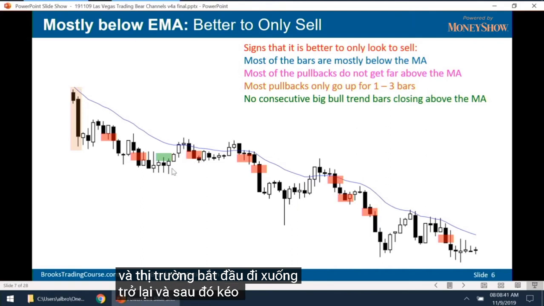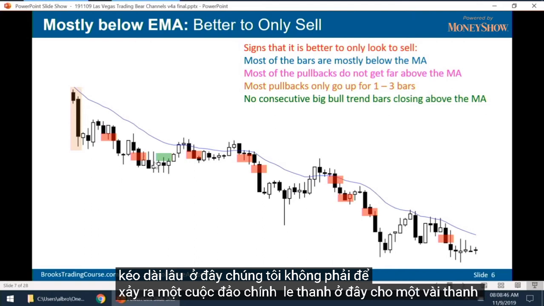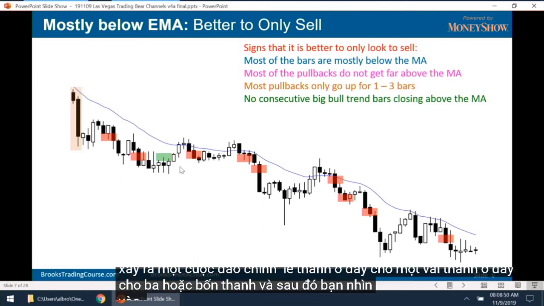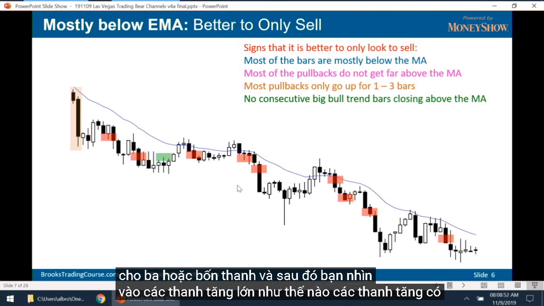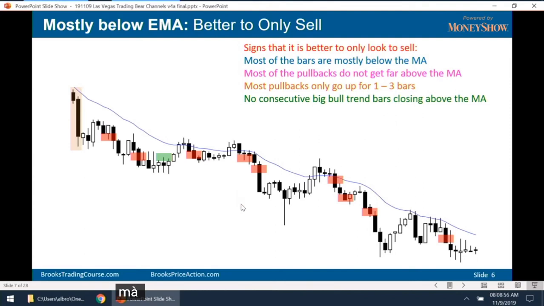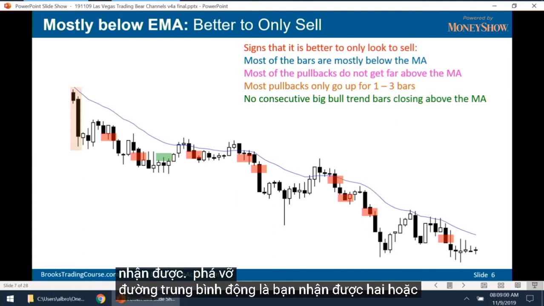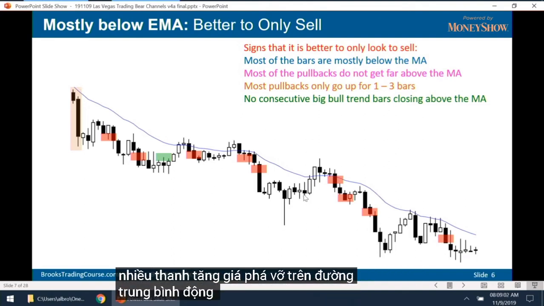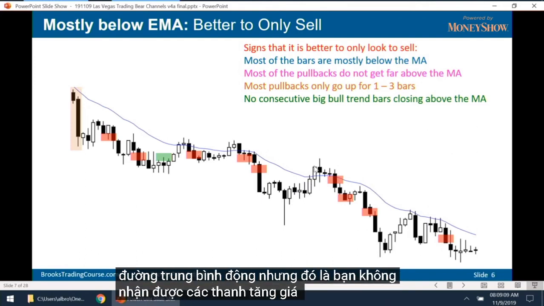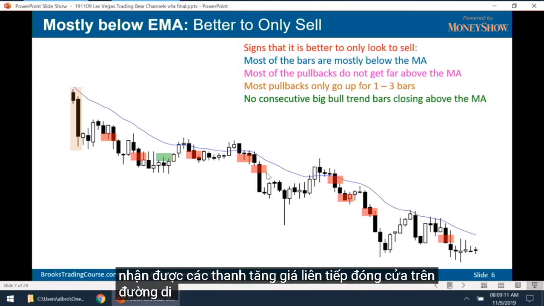And then pullbacks do not last very long. Here, we went up for a couple bars, here for a couple bars, here for 3 or 4 bars. And then you look at the bull bars. How big are the bull bars? How many consecutive bull bars are you getting? Are you getting bull bars closing near their highs? Are you getting bull bars breaking above the moving average? Are you getting 2 or more bull bars breaking above the moving average? Here you have a pair of pretty good bull bars, 1 bar closing above the moving average, but that's it. You don't get consecutive bull bars closing above the moving average.